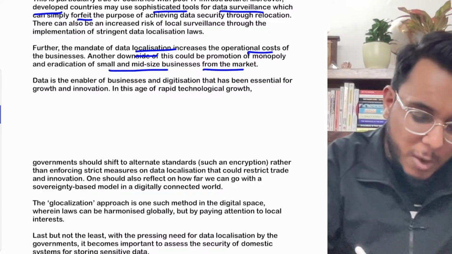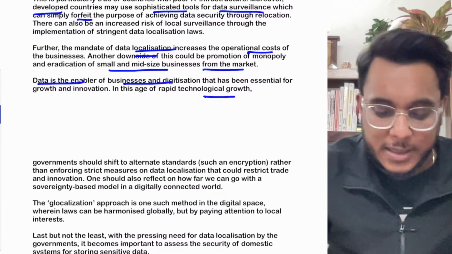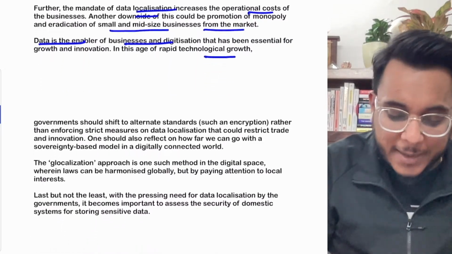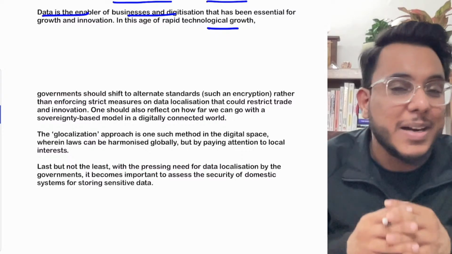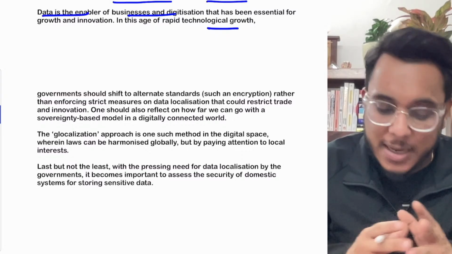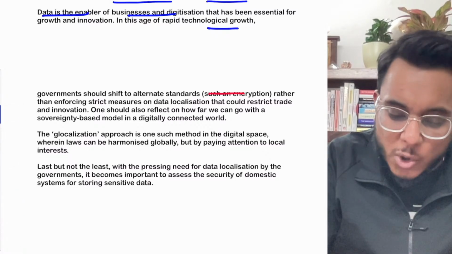Now, data is today the enabler for business. Data is today the enabler for many of the technologies, etc. So therefore, the data is to be controlled, but rather than data localization, the article suggests that we can choose alternative standards such as strong encryption.